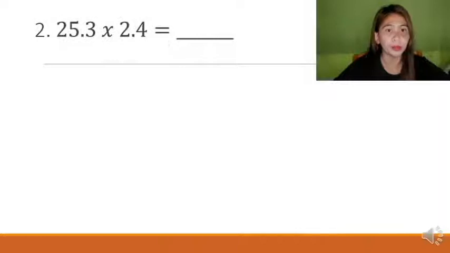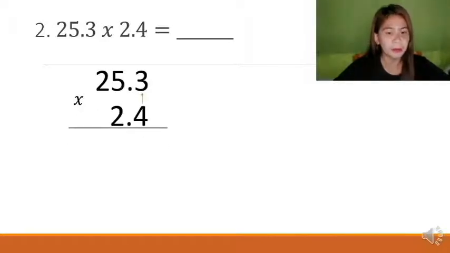Ikaduha. 25.3 times 2.4. 4 times 3, pila man? 12. So, 2, then carry ka og 1. 4 times 5 is 20. Plus 1, 21. Okay, so 1 carry ka og 2. 4 times 2, the answer is 8. Plus 2, very good, that is 10.